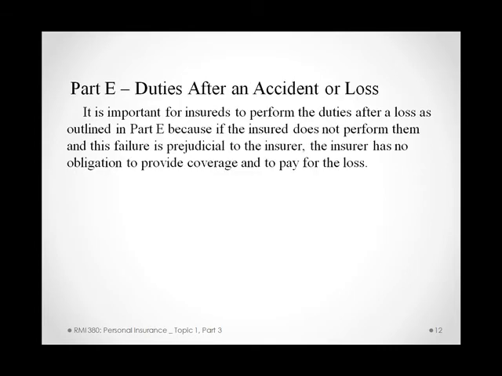The next part, Part E, would be the duties after an accident or loss. So there are certain duties you need to do after an accident before you can get paid from the insurance company. In this part, you will need to know what is considered a general duty, what will be considered additional duties after the uninsured motorist coverage, and what will be the additional duties for the physical damage coverage.